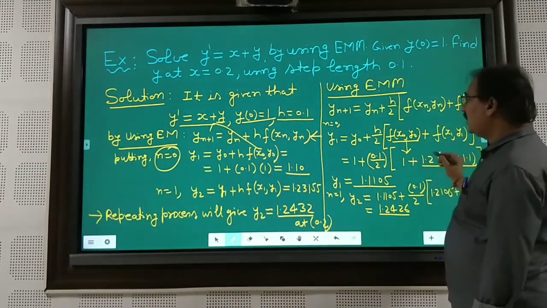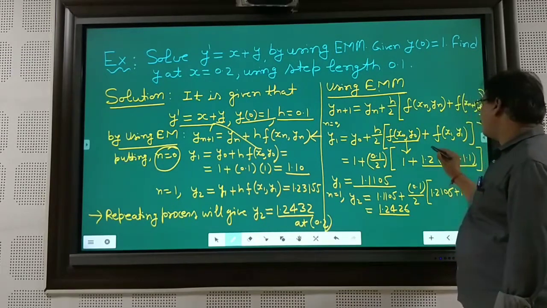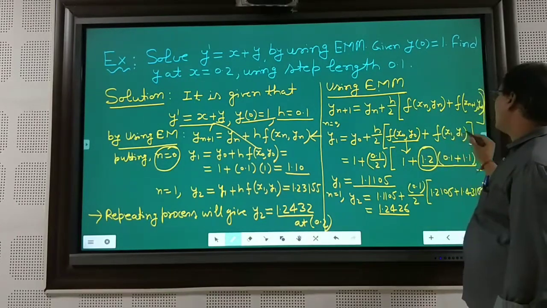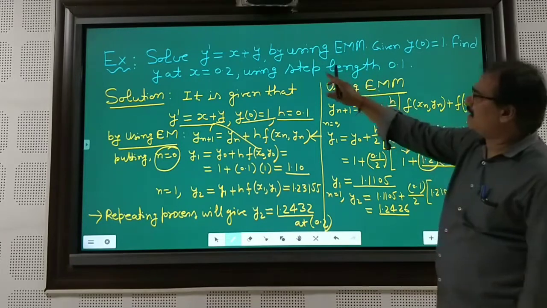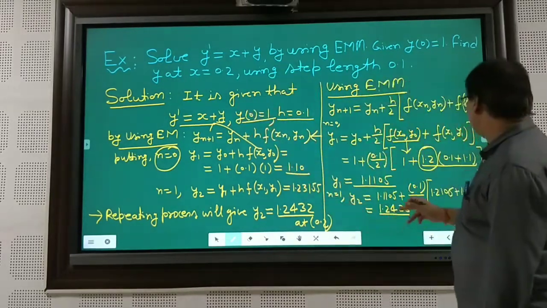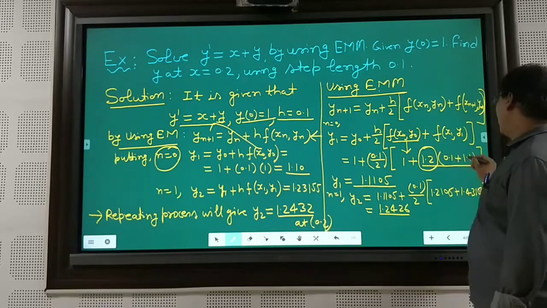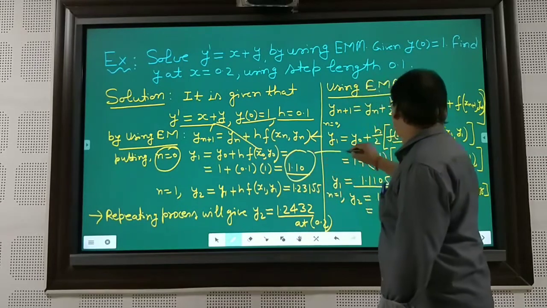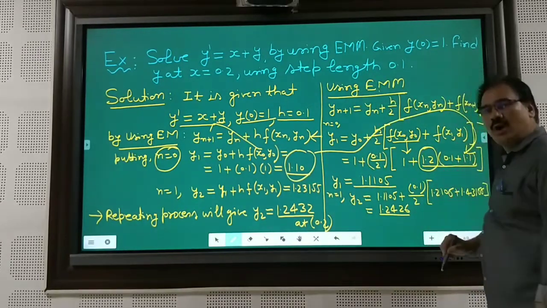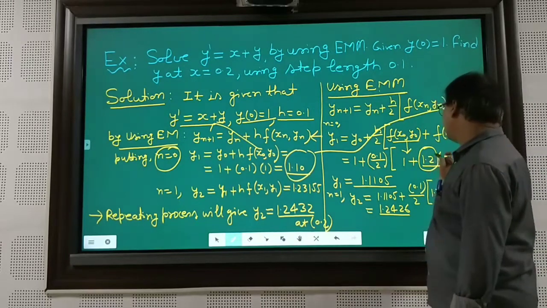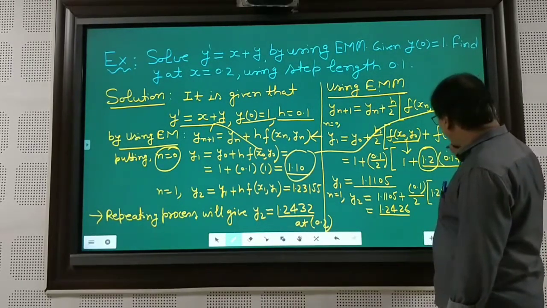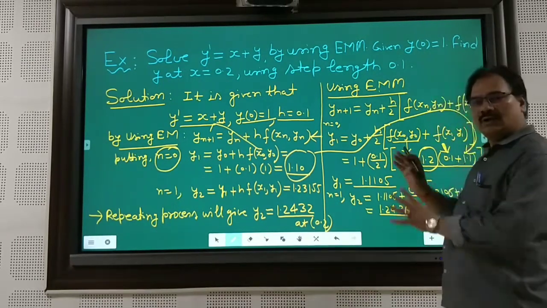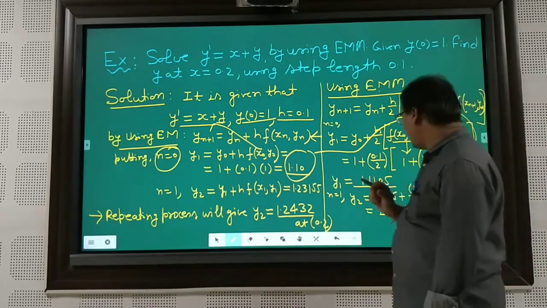So 1 plus, here already 1.2. How 1.2? Here you have to concentrate. This is f of x1, y1. F of x1, y1 is x1 plus y1. So what is x1? The x1 is 0.1 plus y1. This y1 will go there, this y1 will come here. It means 0.1 plus 1.1, and in total you will get 1.2. So here you have to concentrate to solve the problem by using Euler's modified method.